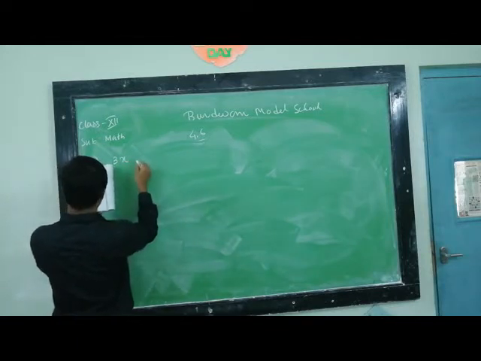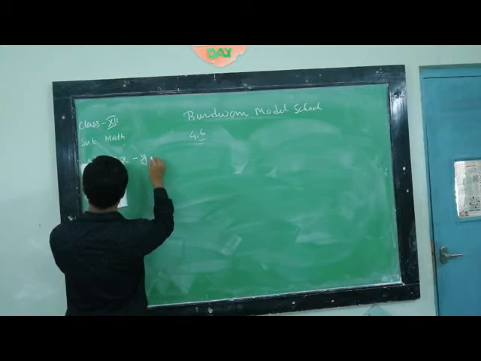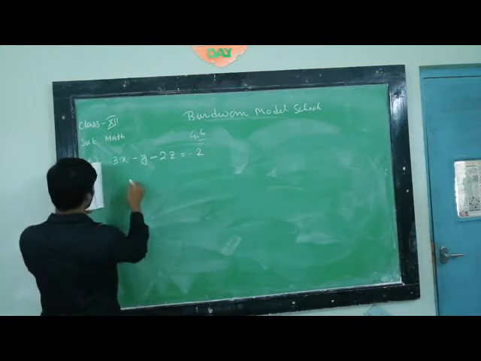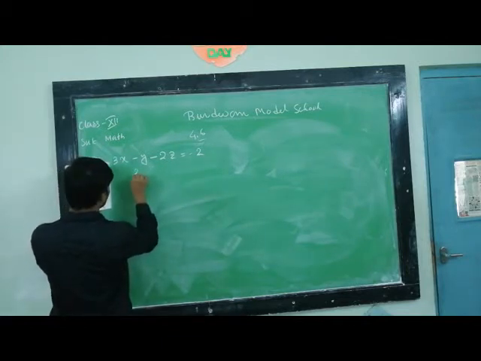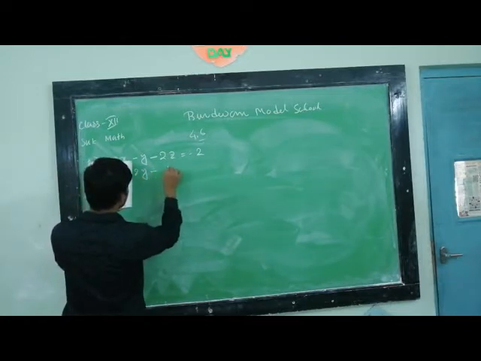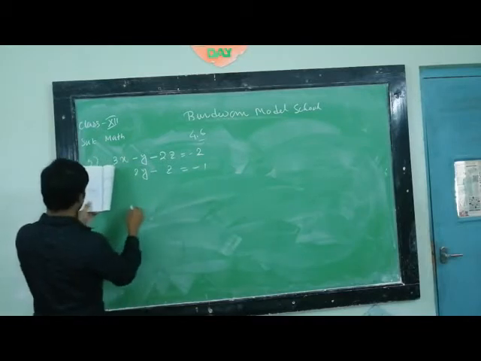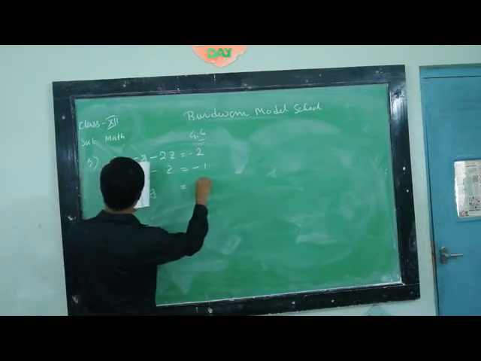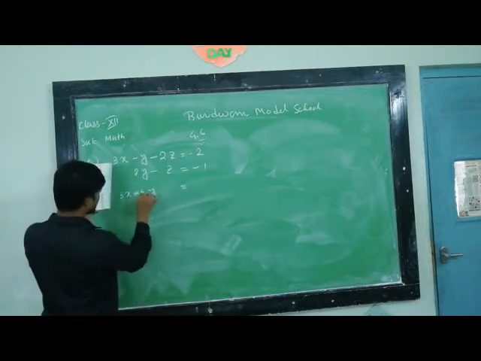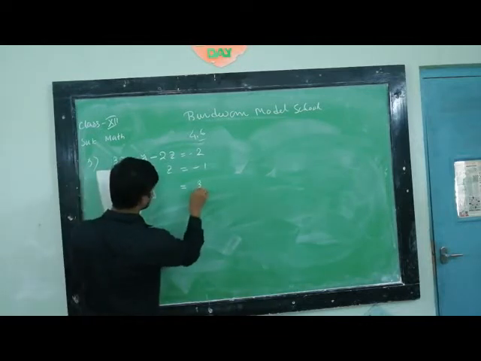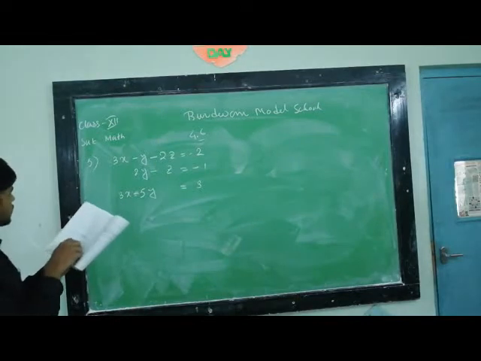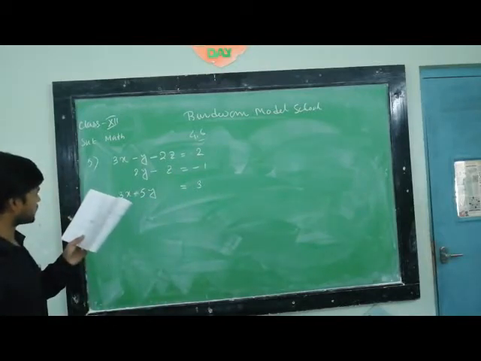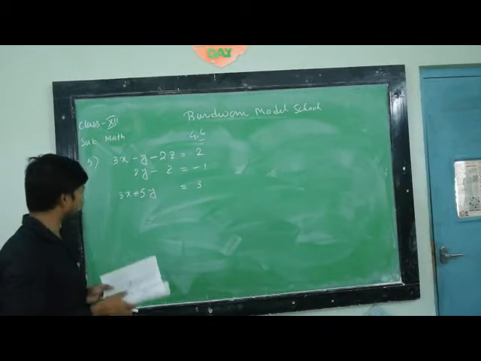3x minus y minus 2z is equal to 2. Sorry, it is 2, not minus 2. 2y minus z is equal to minus 1, and 3x minus 5y is equal to 3.